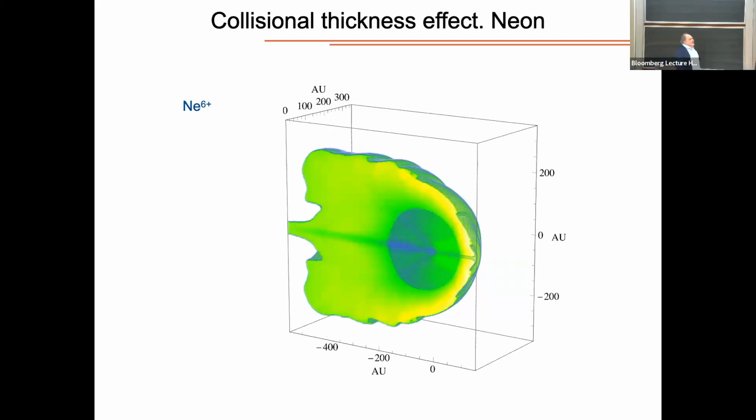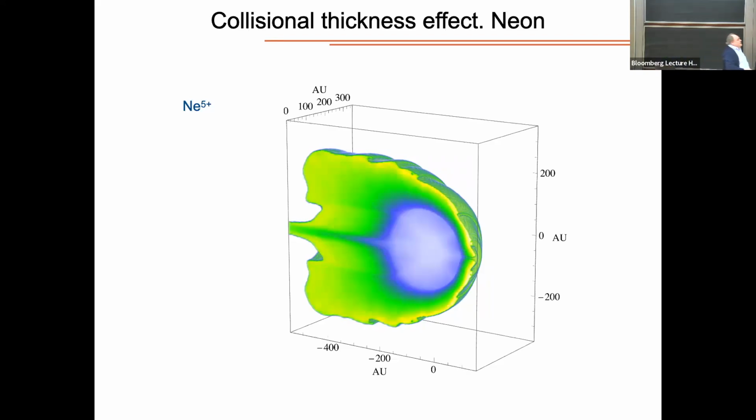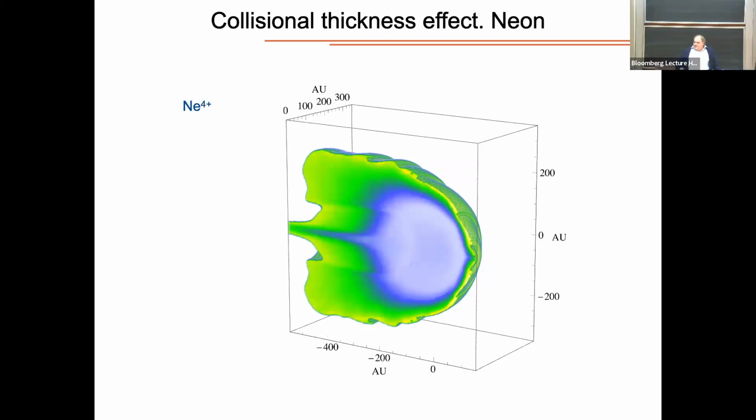Next, we start seeing depletion of neon 6 plus over there. Why? Because we don't have that many neon 6 plus ions emanating from the sun. Its ionization energy is smaller than the 2 million degrees temperature near the sun. Here we don't have neon 5 plus at all, so it's an empty cavity, and then you start seeing stuff, and even more so for neon 4 plus.